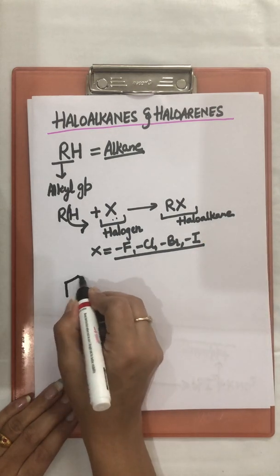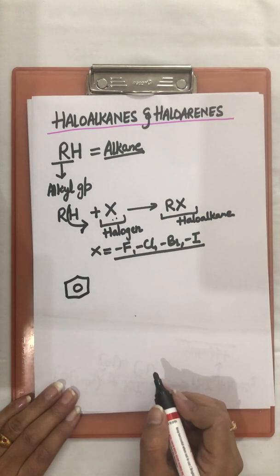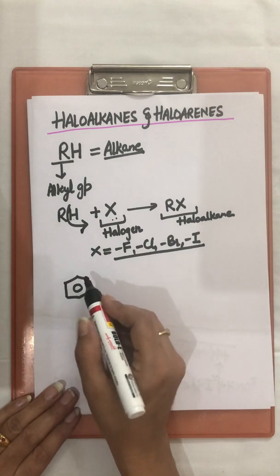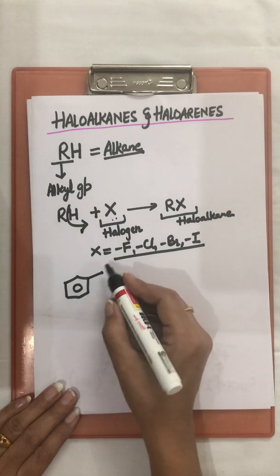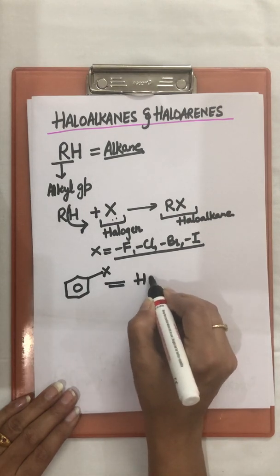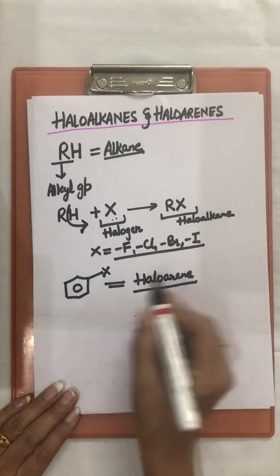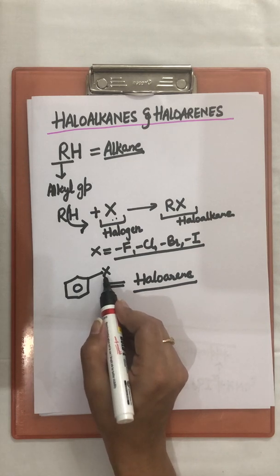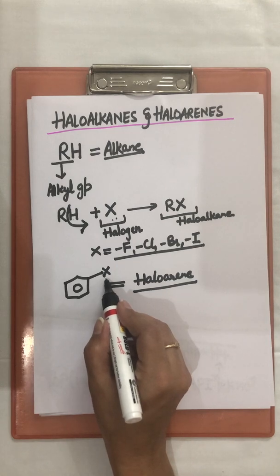And we know this is benzene. From benzene, at all these positions we have CH. So one hydrogen atom is here. If we replace one of the hydrogen atoms of benzene by a halogen atom, then this is called haloarene. So X can again be F, Cl, Br or I. If F is here, this becomes fluorobenzene. If Cl is here, this becomes chlorobenzene.